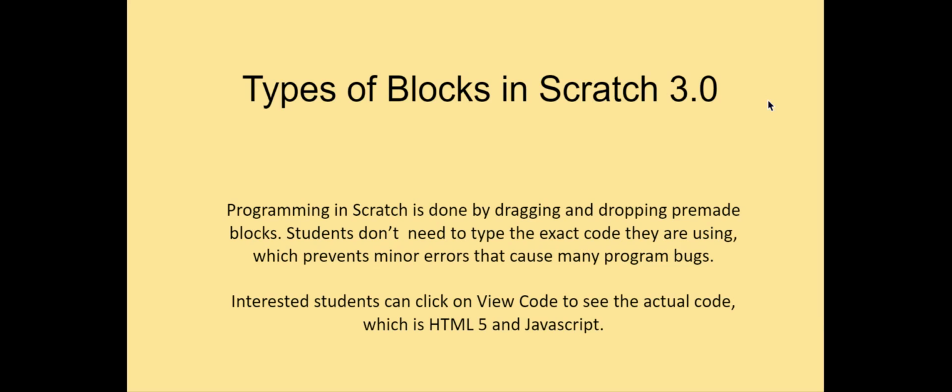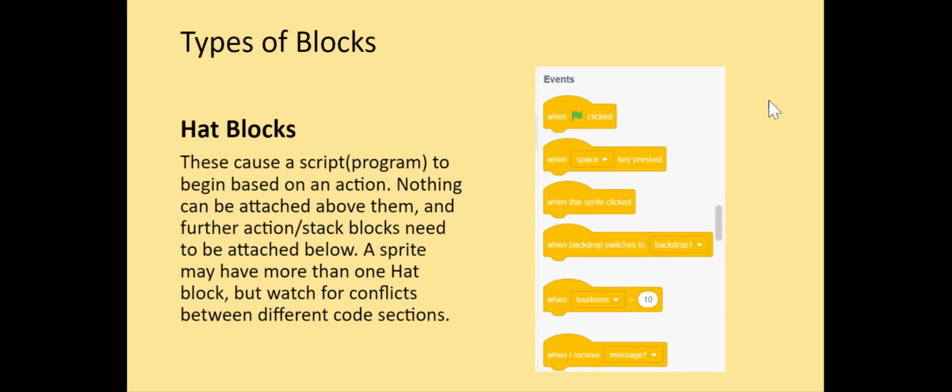If you want to see the actual code that is the basis for your blocks, you can click on View Code in Scratch. The actual code is written in HTML5 and JavaScript. So we have three different types of blocks we're going to talk about.